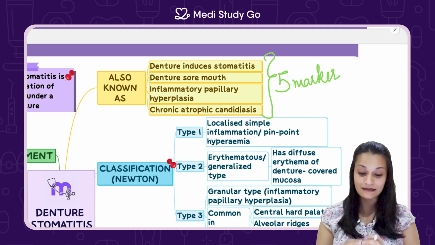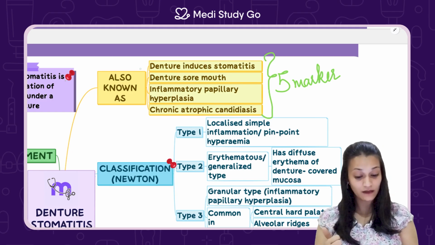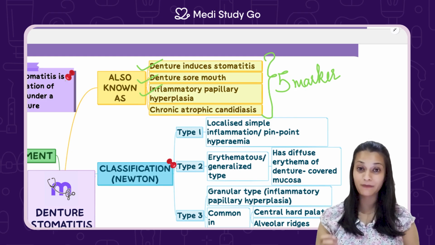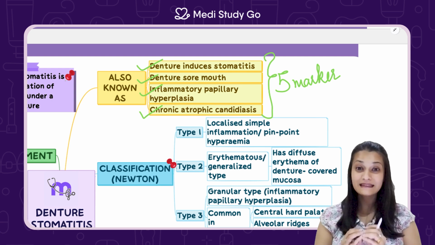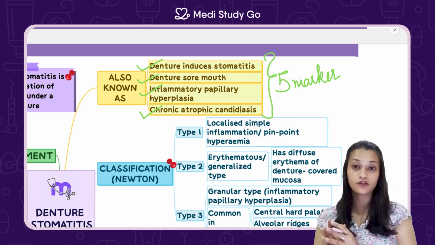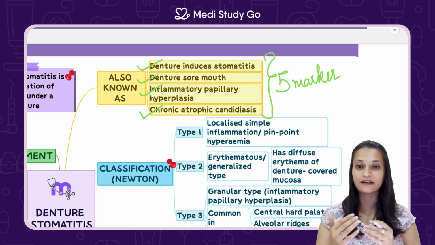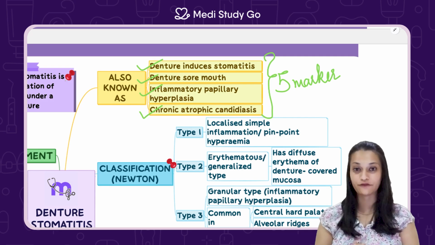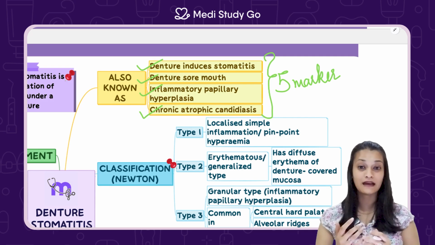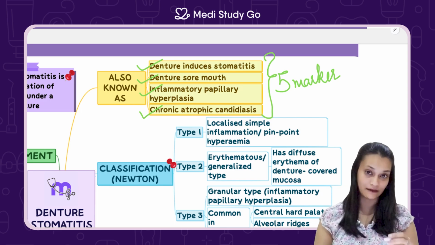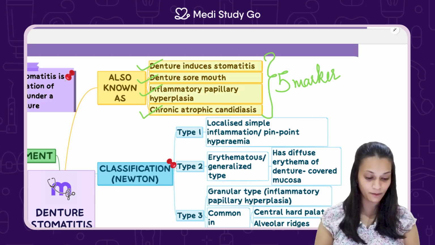But what you need to understand is that may it be called denture stomatitis, denture sore mouth, inflammatory papillary hyperplasia, or chronic atrophic candidiasis, these all have been used to call denture stomatitis, but they cannot be used interchangeably. Why? Because the etiology for each one of them is different. What you're going to see, the clinical signs are going to be different. It is a representation of denture stomatitis, but let me just quickly explain this with the help of an example.